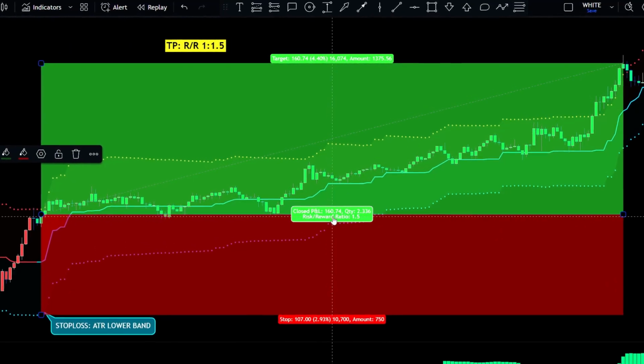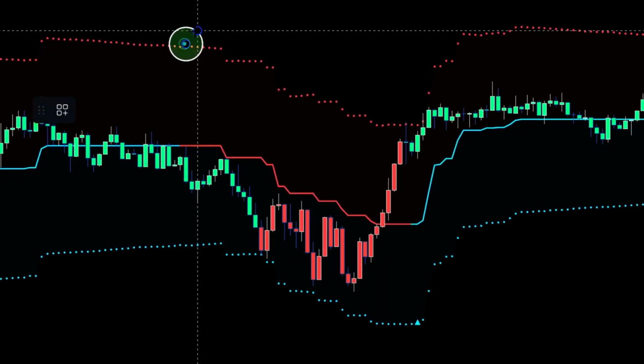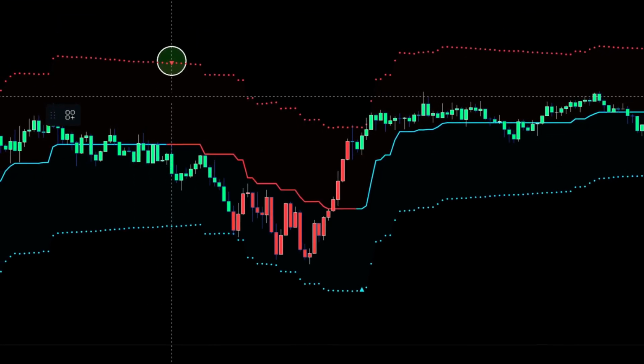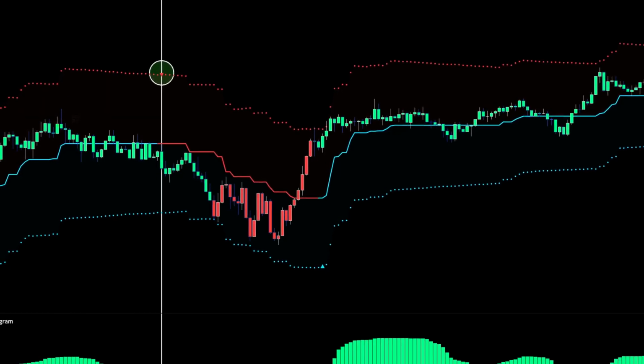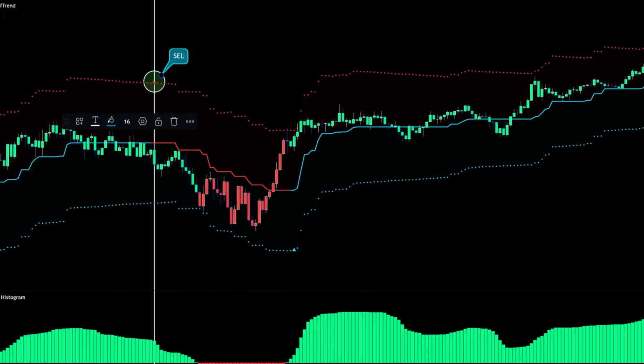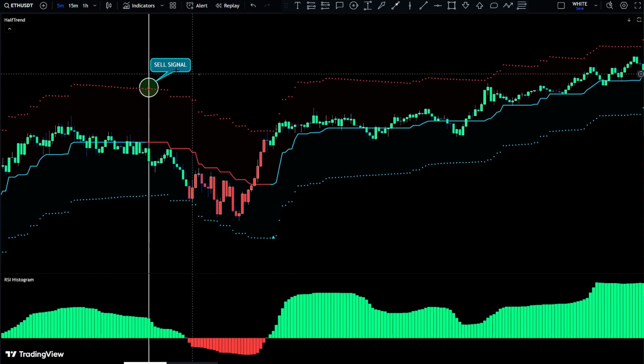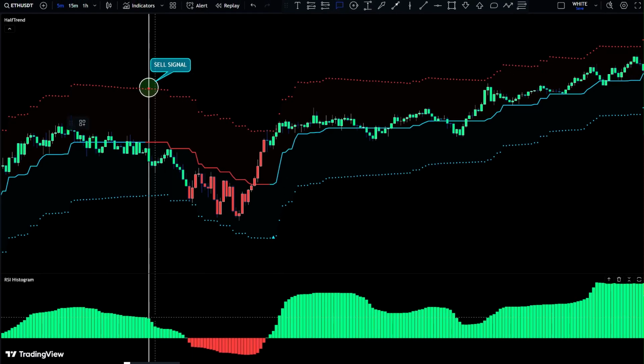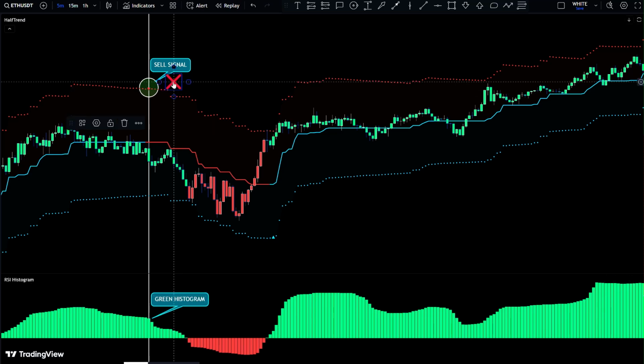Alright, now let's take a look at this example on your chart. We've got a sell signal from the half trend indicator. But hold on, don't rush into the trade just yet. Take a moment to check the RSI histogram. See how it's green? That means there's still bullish momentum in the market. So even though we have a sell signal, the RSI histogram is telling us that the overall trend is still up. This helps us filter out counter trend signals and avoid potentially risky trades.